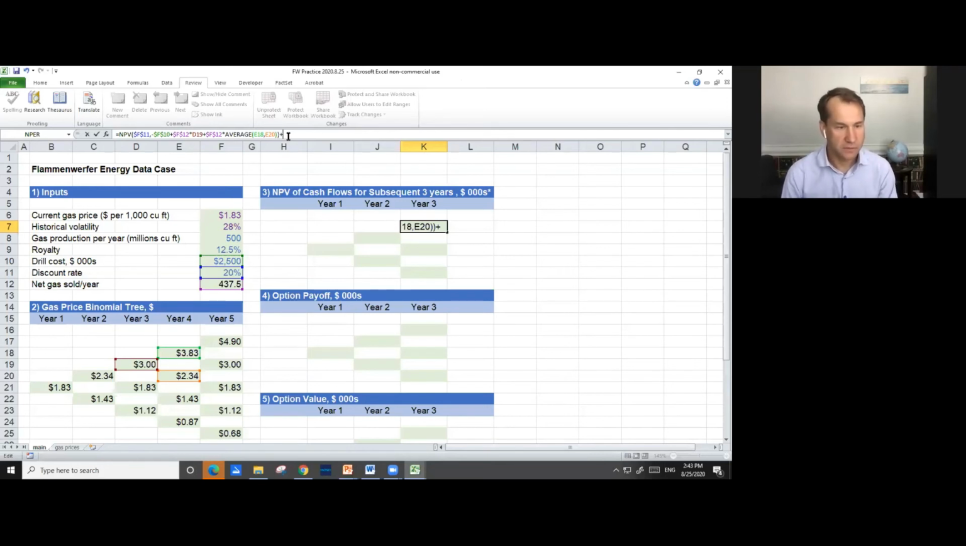The cash flow in year 5 is the net gas sold. I'll freeze that, times the average of 4 different outcomes. So it's going up in year 5, going down in year 5 from year 4, or it could be going down year 4 and up in year 5. So include cell F19 twice, and then it could be going down in year 4 and down in year 5. So average of these 4 different outcomes. And that's really it.